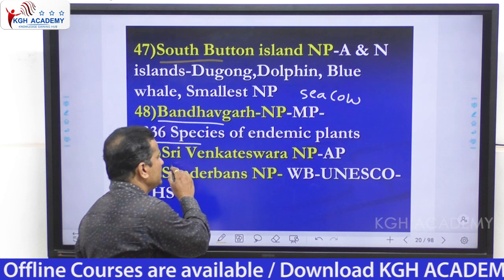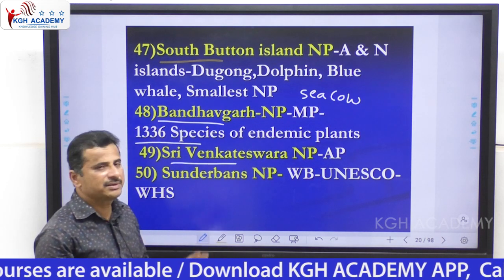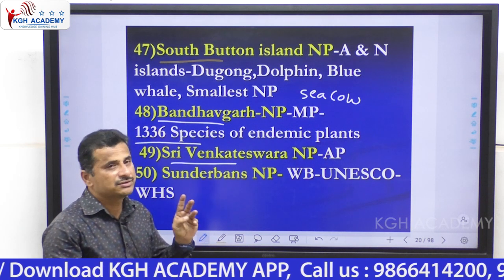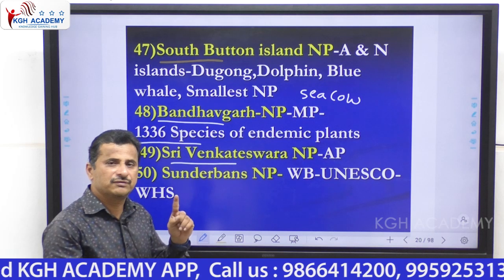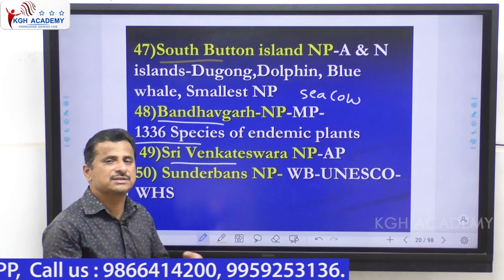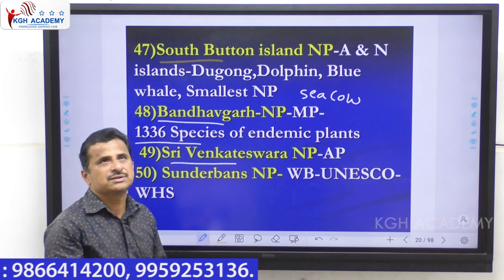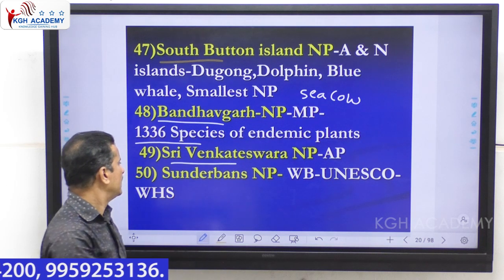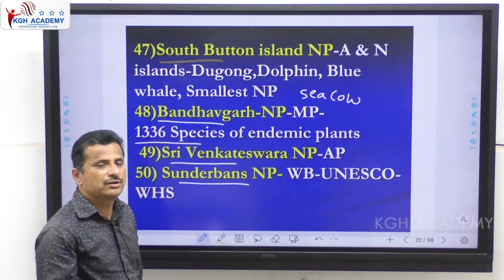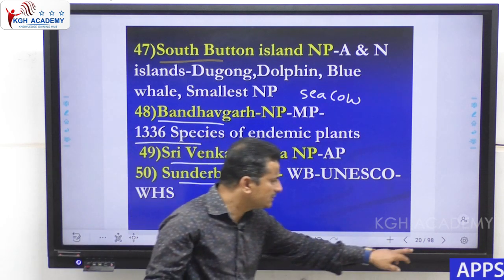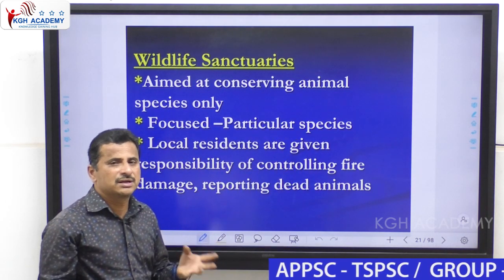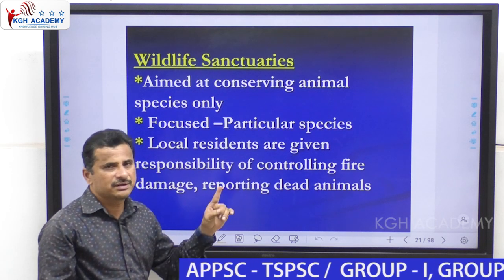Okay, and Sri Venkateshwara National Park, present in Andhra Pradesh. Like this, 3 national parks in Telangana, 3 national parks in Andhra Pradesh. So very important. Dear students, you give first preference to your state national parks, and after that other states' national parks. And next, the last one, Sundarbans National Park, West Bengal, and this is also a UNESCO World Heritage Site. So dear students, like this, here I have given very important national parks. No doubt you can expect one question from national parks.